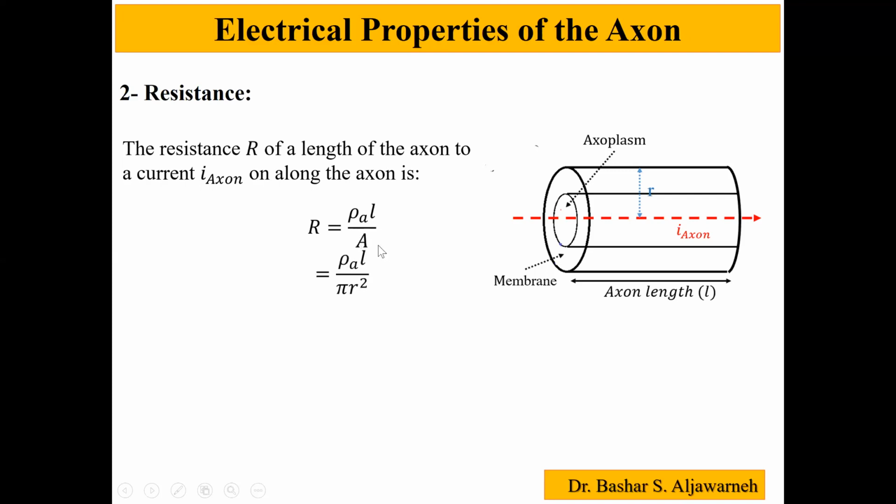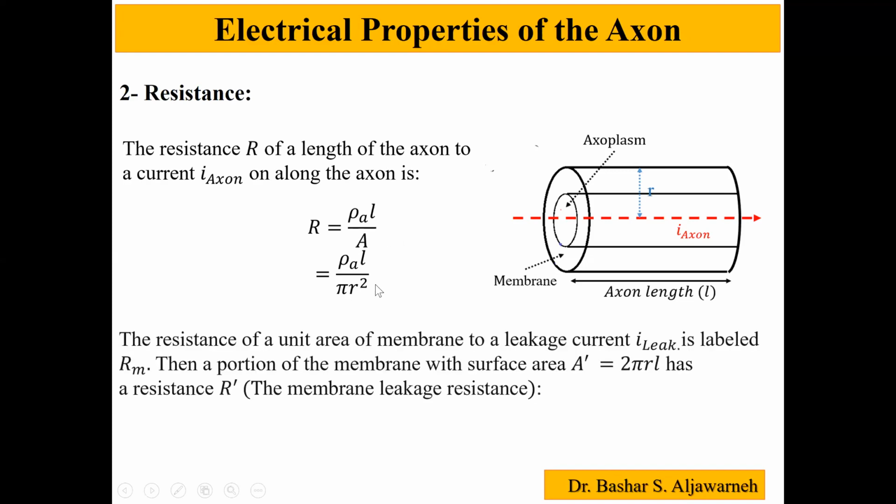We can substitute the cross-sectional area with pi r squared. The second resistance you need to know is the resistance of a unit area of membrane to a leakage current, labeled Rm. For a portion of the membrane with a given surface area, the membrane leakage resistance, which we can call R prime, is defined as Rm divided by 2 pi r L, where 2 pi r L is the surface area.